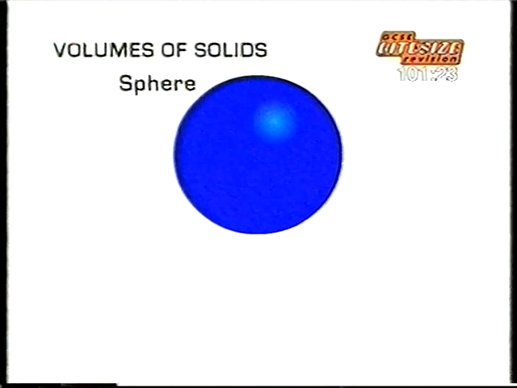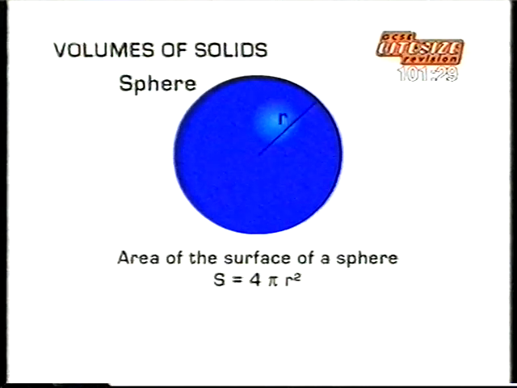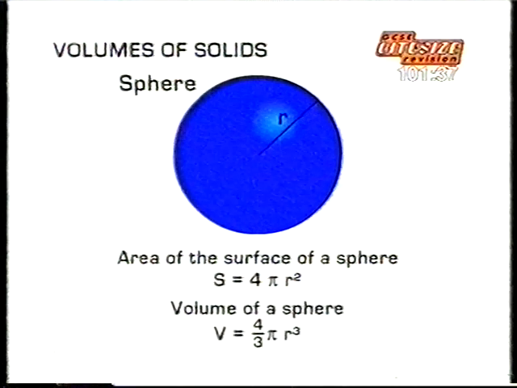A sphere is one more solid shape we need to look at. There are two useful formulae that go with it. The surface area of a sphere is 4 pi r squared, where r is the radius of the sphere. And the volume of a sphere is 4/3 pi r cubed, where r is the radius of the sphere.